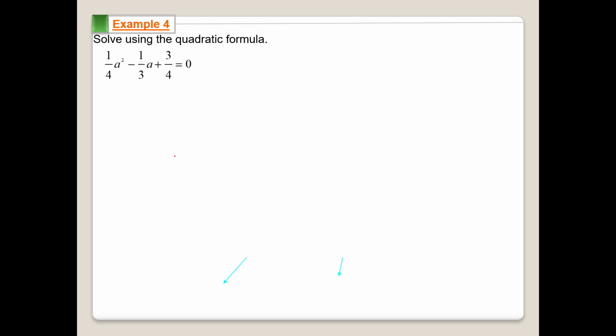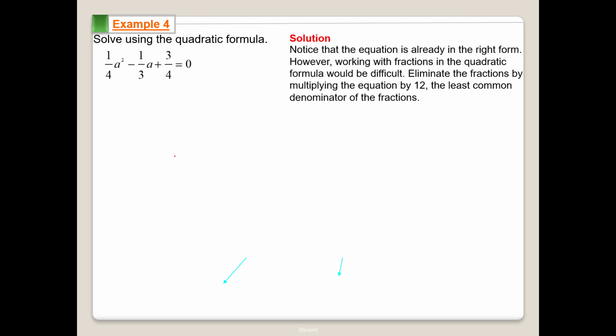Okay, so solve using the quadratic formula on this one. Now we've got one set up here with fractions. Don't let that scare you, because we still have things set up as we need them, quadratic formula wise. Notice the equation is already in the right form. However, working with fractions in the quadratic formula would be difficult.